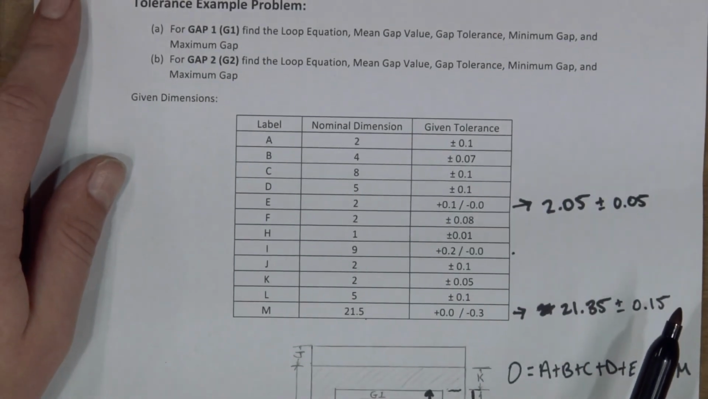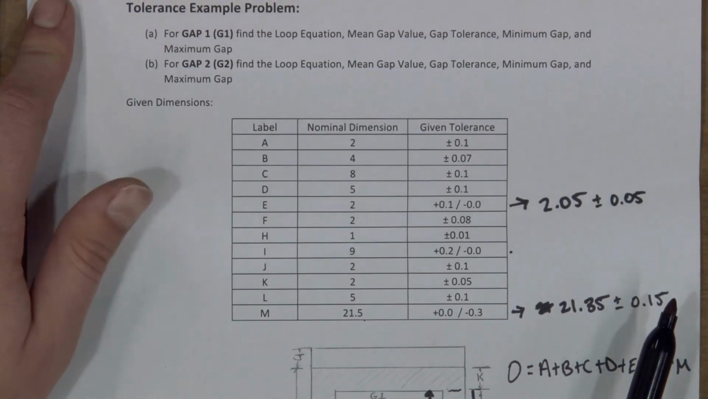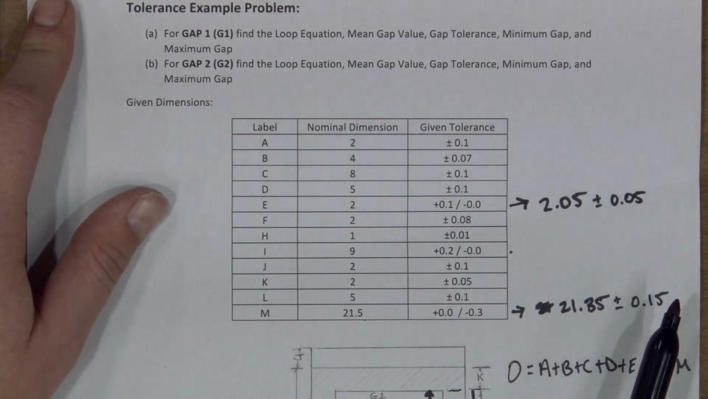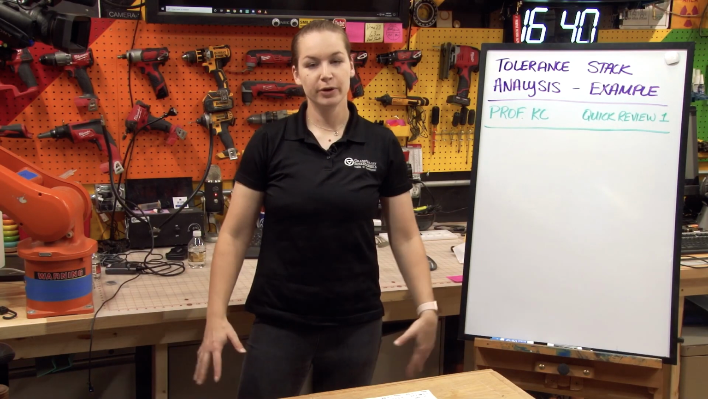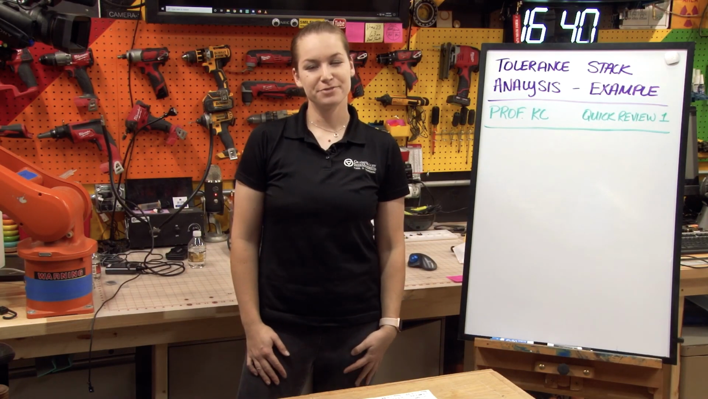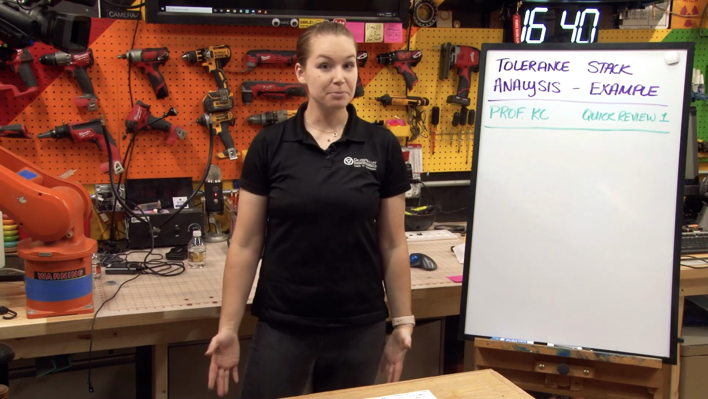So I will leave part 2 to you, right? Part 2, same process, loop equation, mean gap value, gap tolerance, minimum gap, and maximum gap. So that wraps up our quick, super quick review of tolerance stack analysis and the example for that.